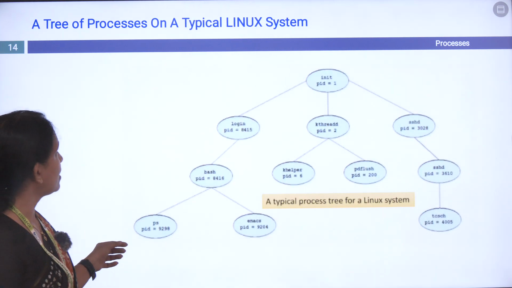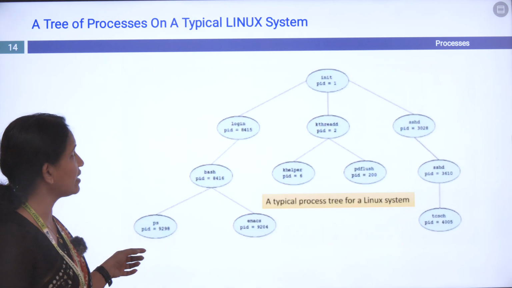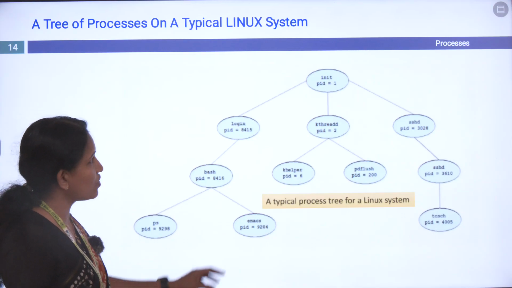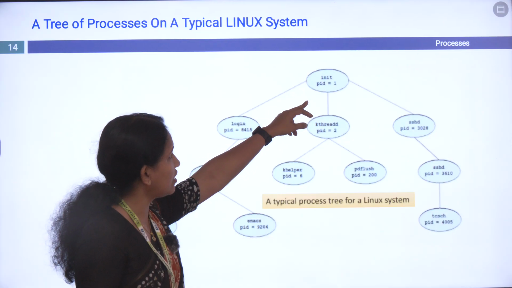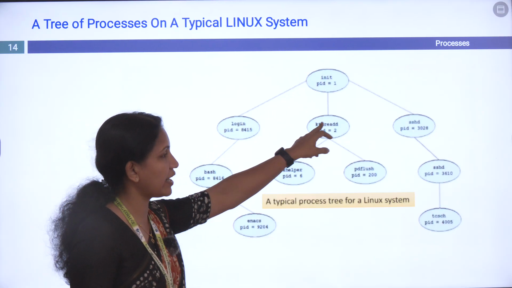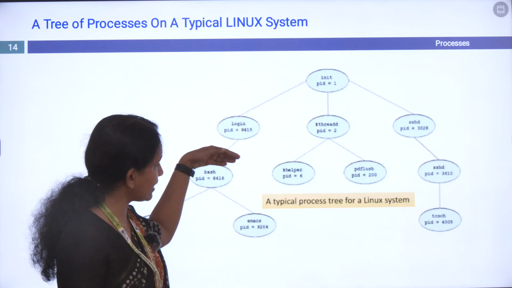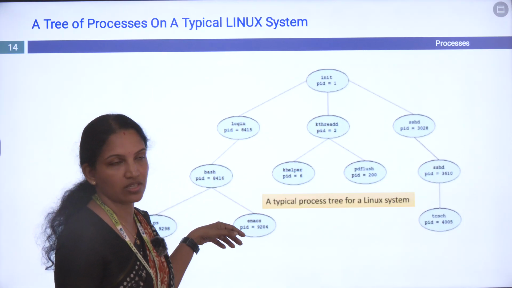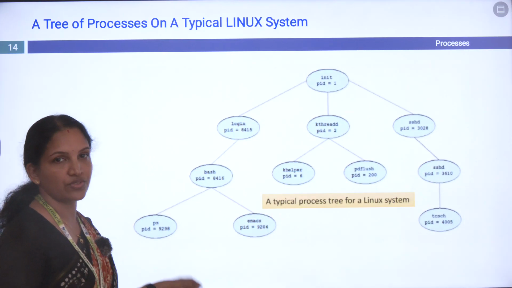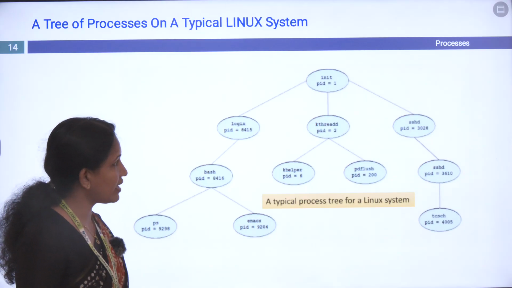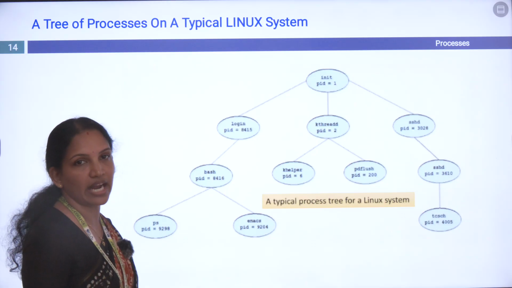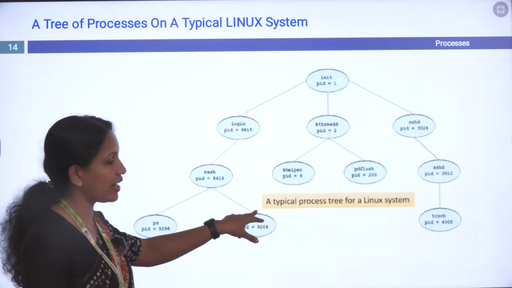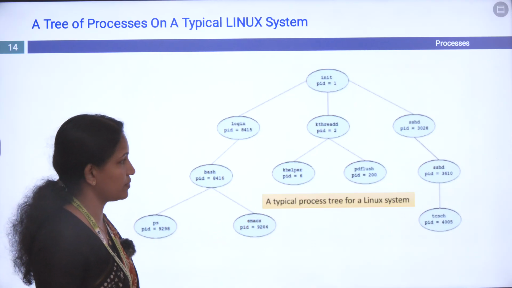So this is a tree of processes in a Linux system. Here the parent is init with a PID 1, which created 3 child processes. They in turn created another set of child processes so that it becomes a tree. Here we can see that each process has a unique identifier which identifies that particular process.